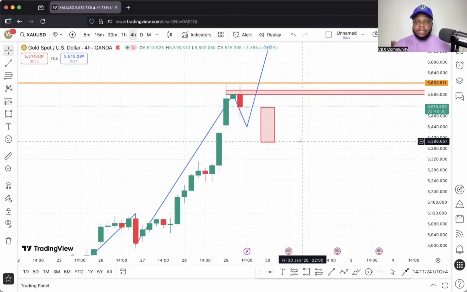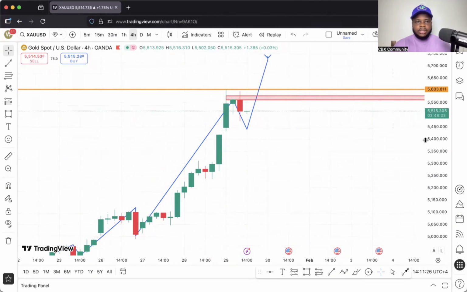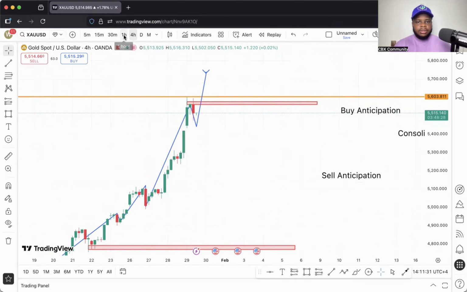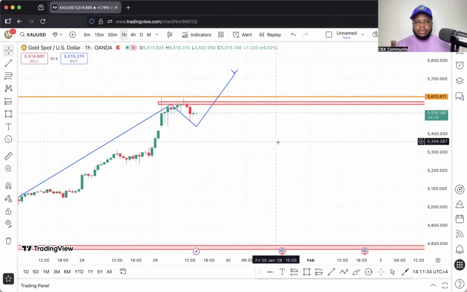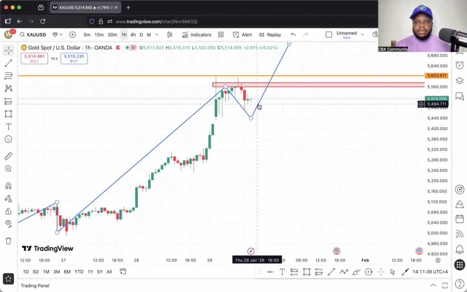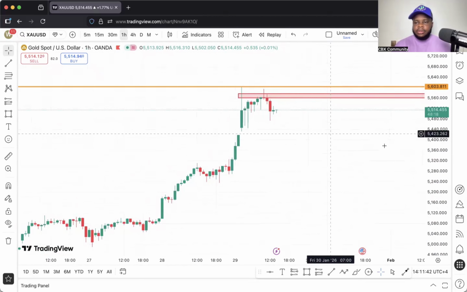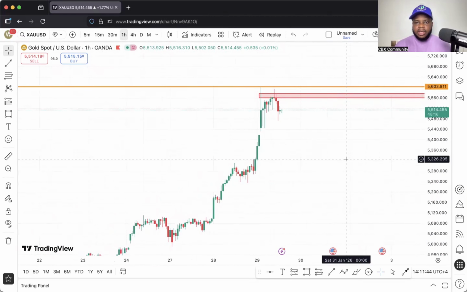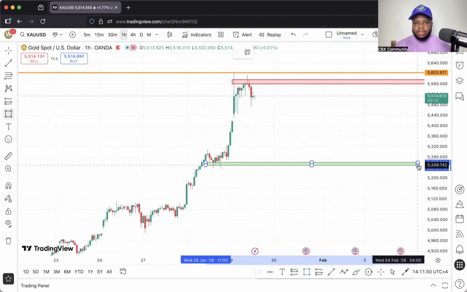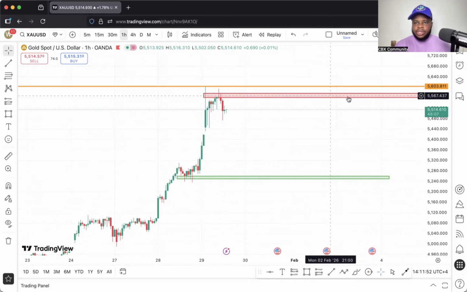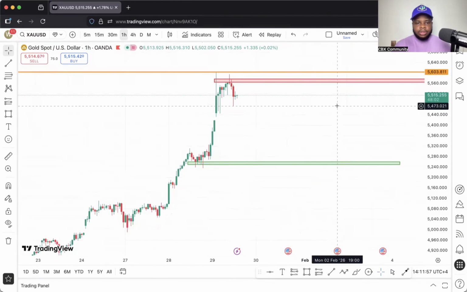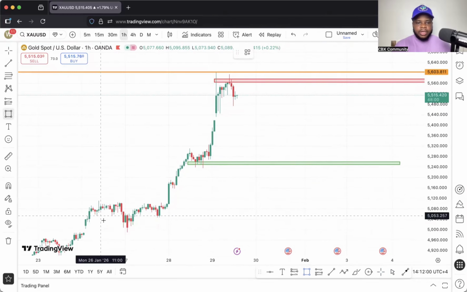So let's delete this. So let's go to the 1 hour time frame. So we don't need this. Let's delete this. So looking at the condition of the 1 hour time frame, we have a support zone over here. Our resistance zone is still valid. Let's adjust it a little bit. So we also have a support zone over here.